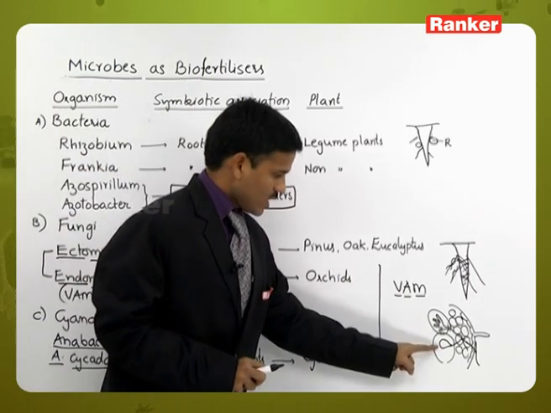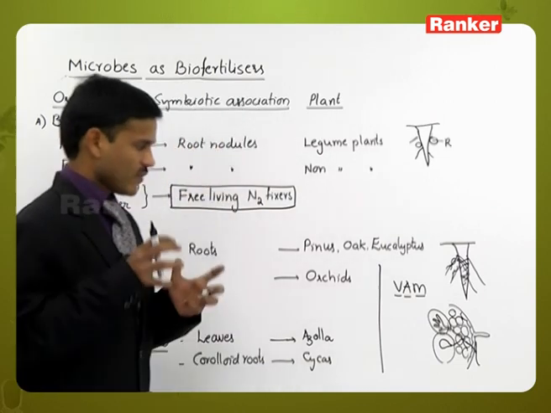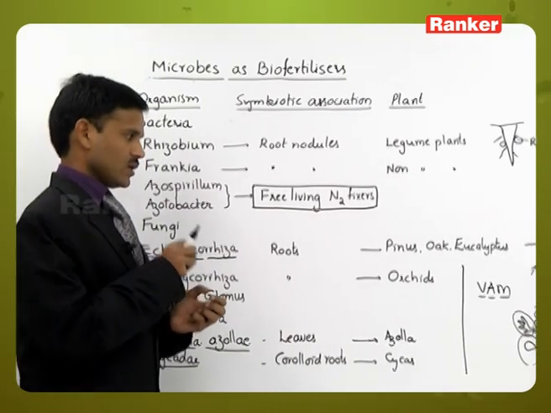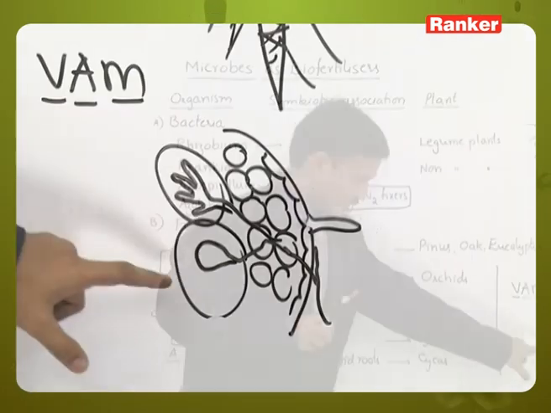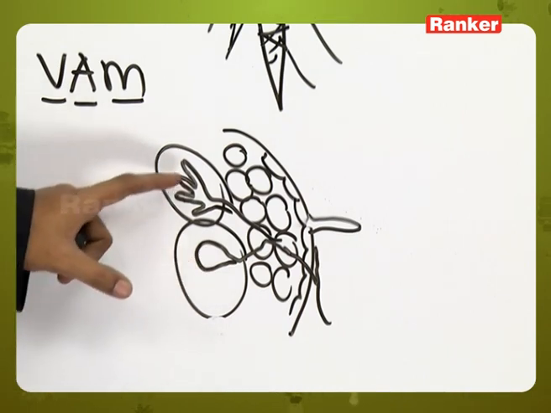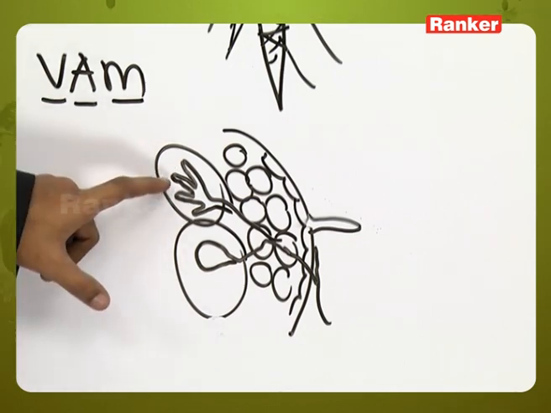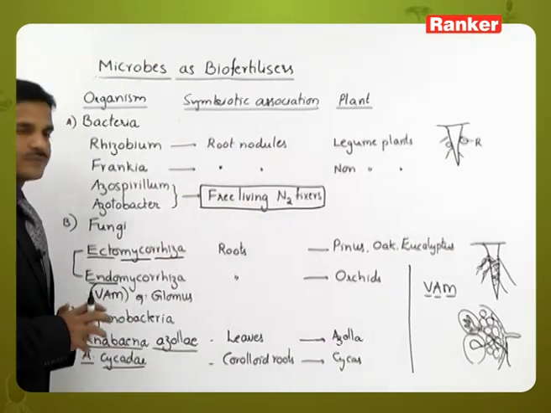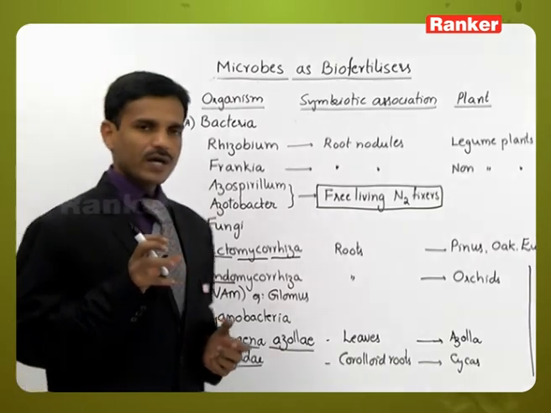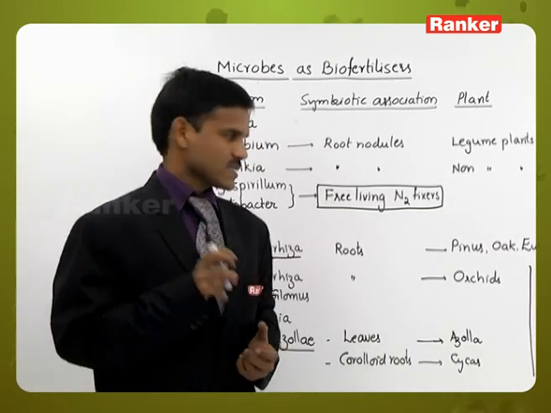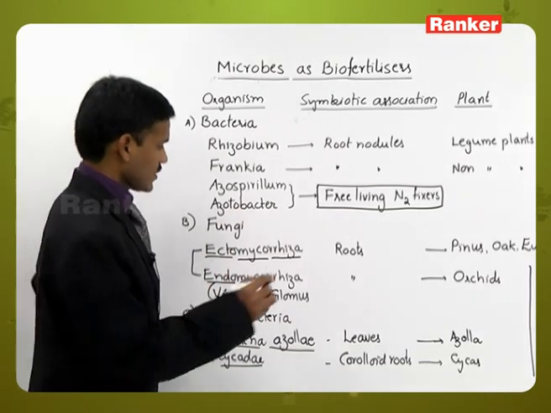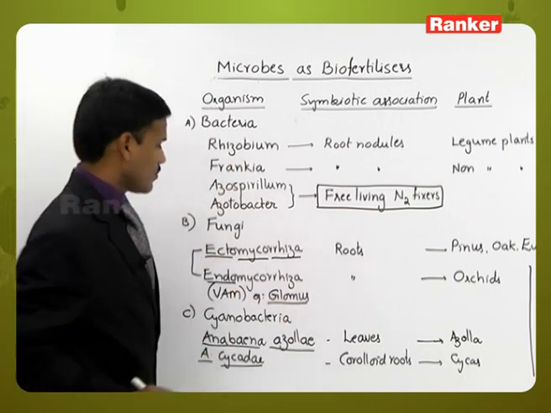So in vesicular arbuscular mycorrhiza, the fungus is present on the surface as well as penetrating into the cortical cells, and within the cortical cells it is producing vesicle or sac-like structures and finger-like or tube-like structures, branched tree-like structures or haustorial root-like structures. So VAM fungi are mainly involved in the absorption of phosphorus. The phosphorus is absorbed by the glomus fungi. Here glomus is one example for endomycorrhiza.